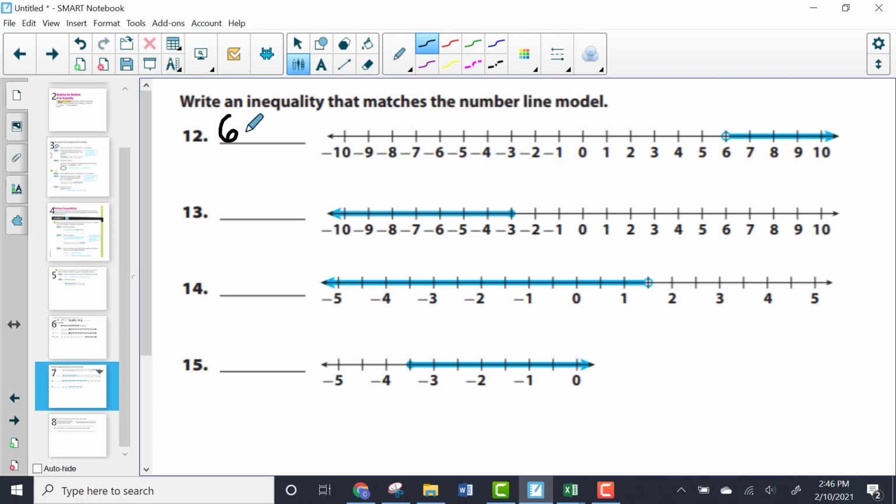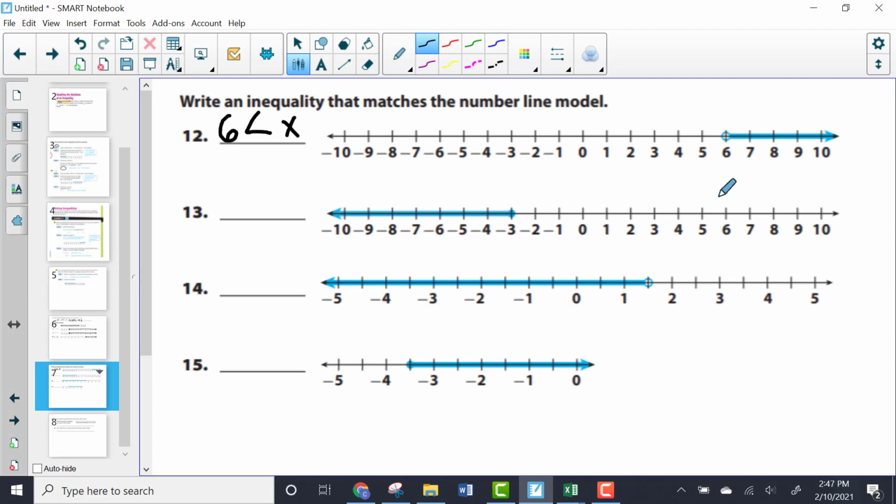Because of that, we're going to say 6 is less than x. How do we know that? Because everything to the right of 6 is shaded in. That means 6 is less than everything to the right. We don't put a line underneath it because that circle is not shaded in there.